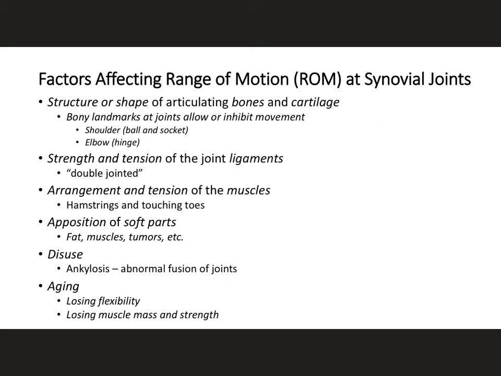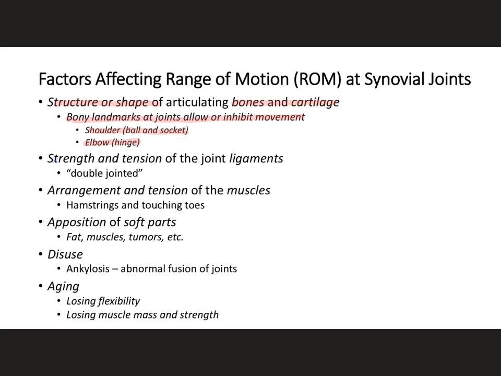There are multiple things that can affect how much you can move at a synovial joint. We call this the range of motion. The first factor we're going to talk about is the shape and structure of the bones and cartilage. So we see there are different bony landmarks that allow or inhibit movement. Because the shoulder is a ball and socket joint and it actually has cartilage built in to help protect the movement, then we know this is a multi-axial joint capable of flexion, extension, abduction, adduction, external and internal rotation. By the same example, the elbow we're going to see has a specific trough and then bony edges that prevent it from doing anything more than flexion, extension.